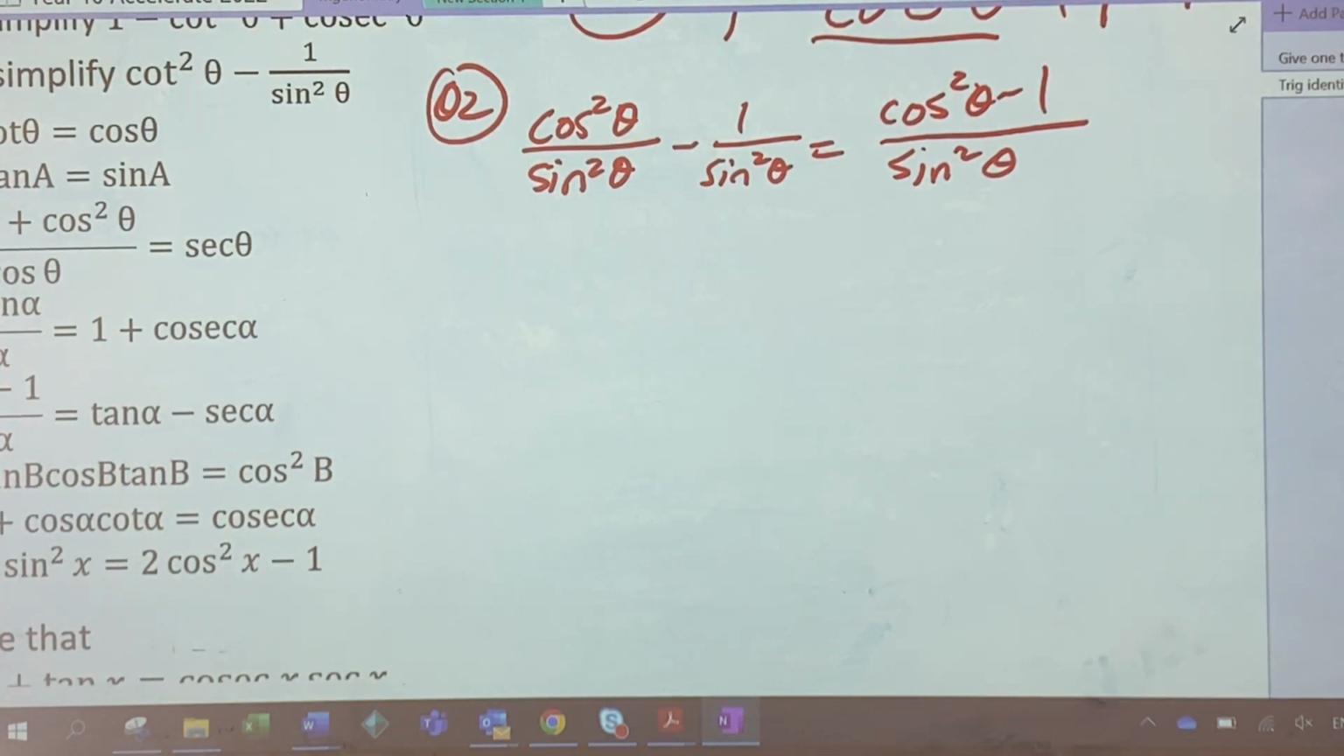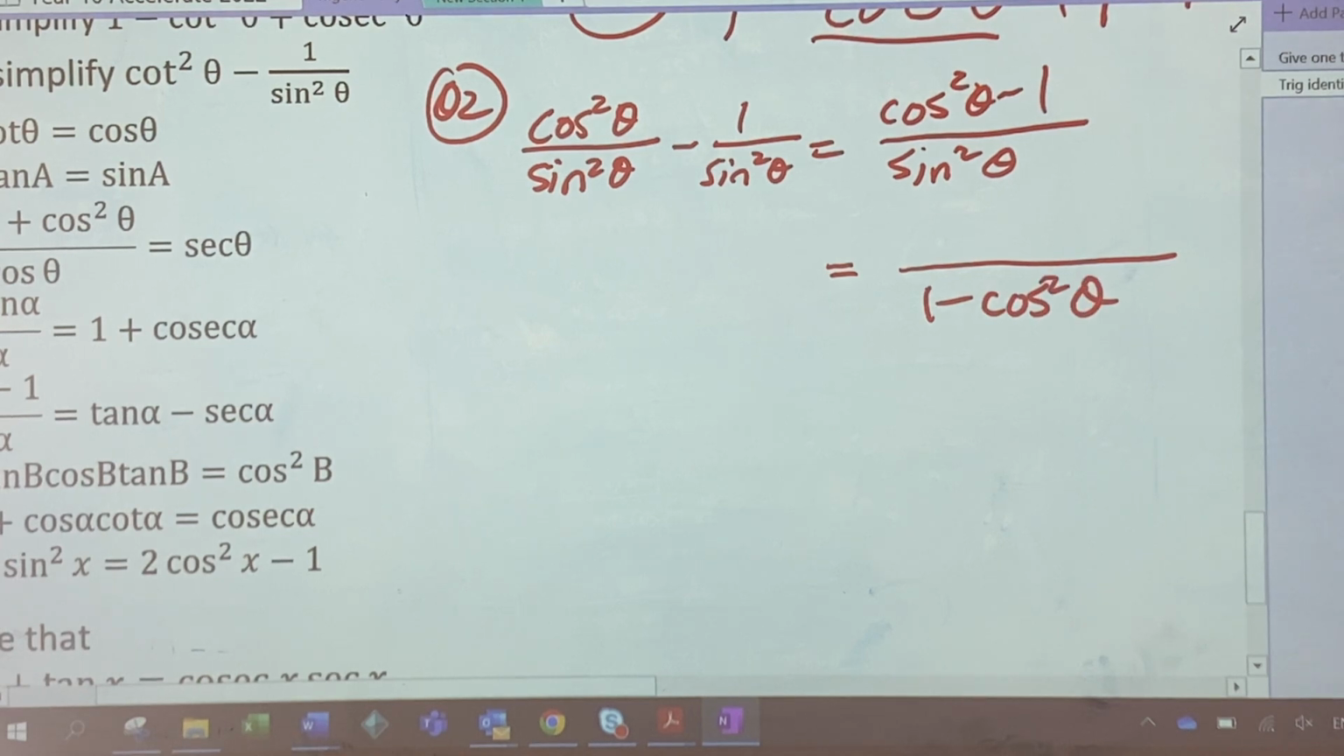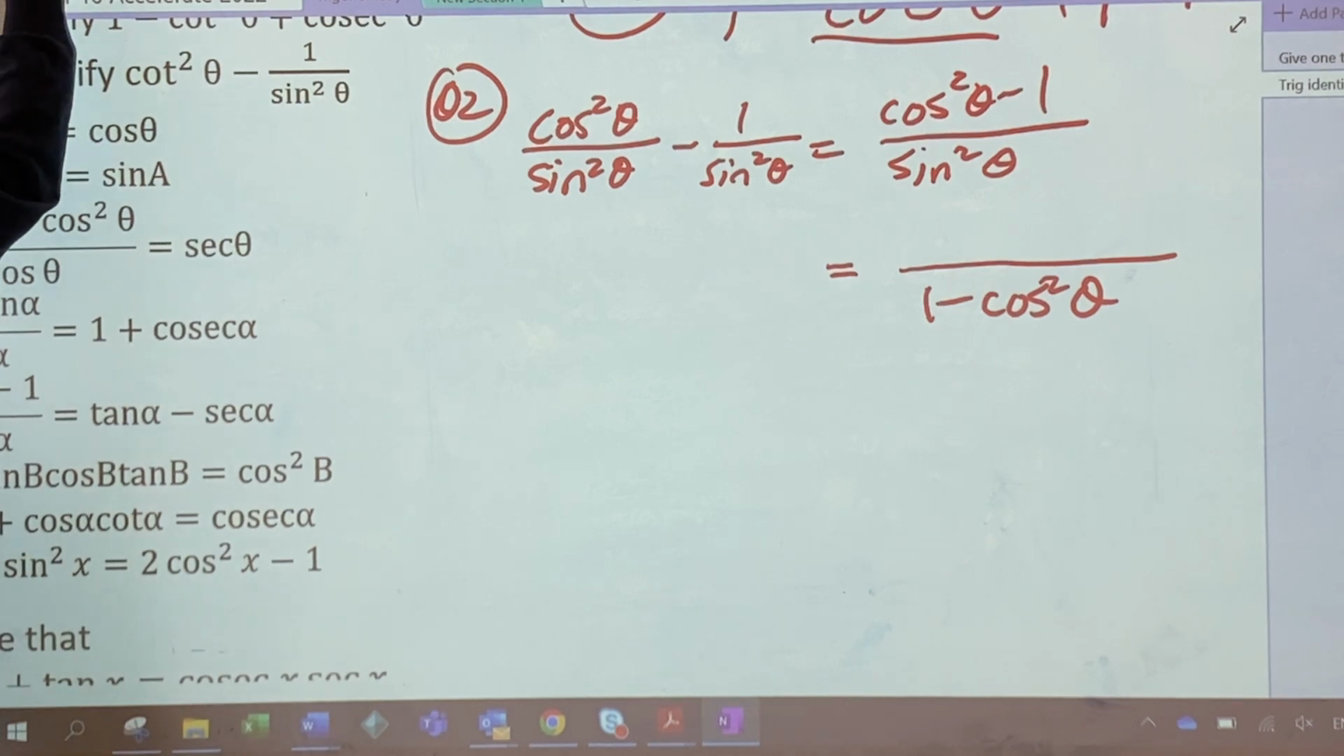Not yet, sorry. My bad. I'm just going to write down the bottom. What's sine squared theta? Sine squared theta is 1 minus cos squared theta. From the most famous identity we keep saying today. Sine squared theta is 1 minus this. On the top, copy down.